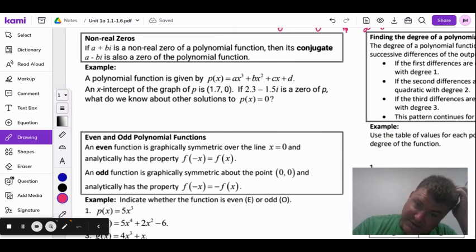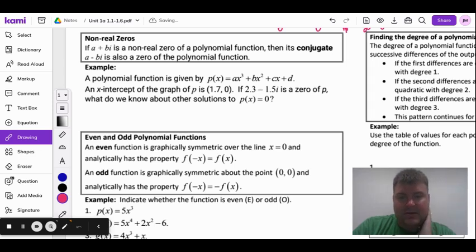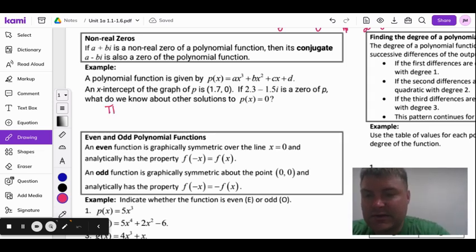So here's our example. We have some really unknown polynomial function that's degree 3. We have ax cubed plus bx squared plus cx plus d. We know something. We know that an x-intercept is 1.7, comma 0. And we know that 2.3 minus 1.5i is a zero. What do we know about the other solutions? So we should have 3 zeros.